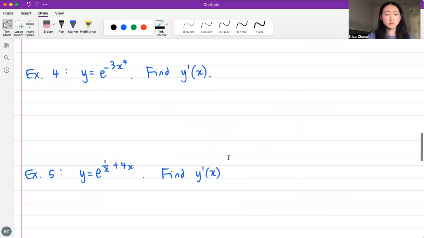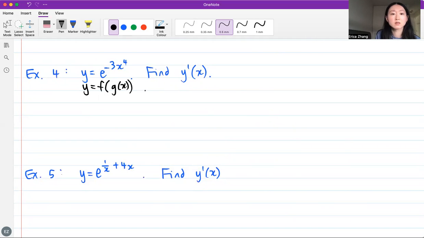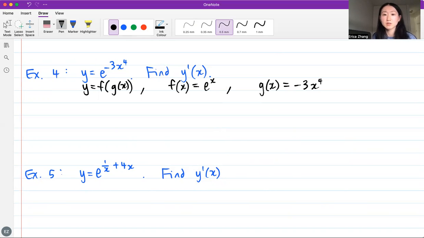Okay, next example. This time I'm going to use function notation to make sure we're comfortable with both. So we can say that y is equal to f of g of x, where the inside function g of x is equal to -3 times x to the power of 4, and f of x is equal to e to the x, right?